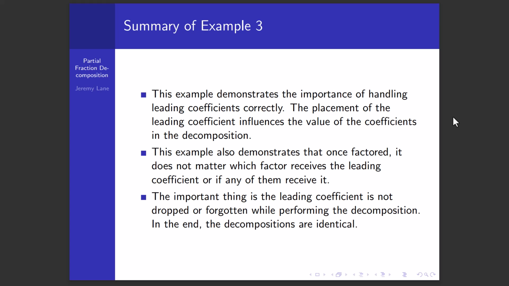So you can move the 4 into one of those fractions, referencing our example 3. You can move the 4 inside one of those fractions, or you can leave it completely out. The coefficients that result from trying to determine the partial fractions are influenced by this, but collectively, they will still be the same decomposition.